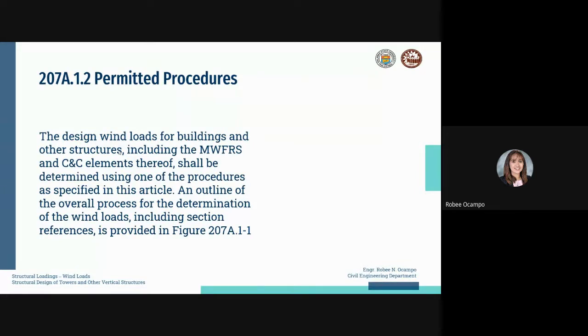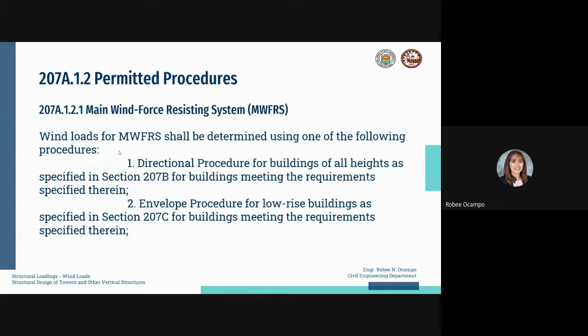Okay. So for the design wind loads for buildings and other structures, para sa MWFRS and C&C elements, shall be determined using one of the procedures as specified in this article. So ano ba yung mga procedures na yun? Okay? Now, for the MWFRS, pag sinabi natin yung MWFRS, these are the loads that are computed for the placement of wind loads sa different areas or different parts of the main structure of your building, okay?